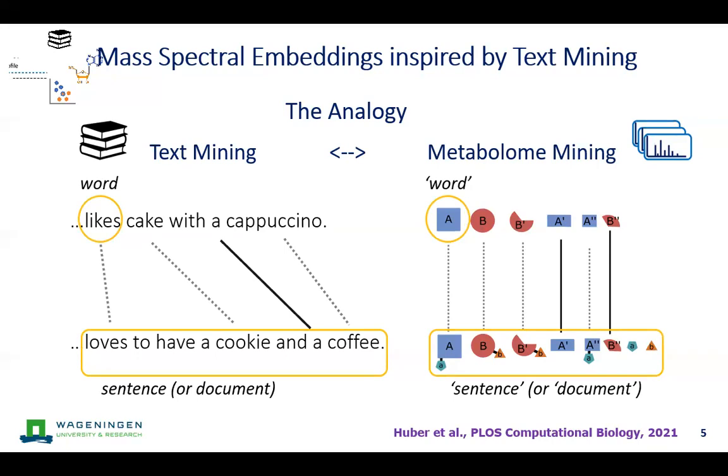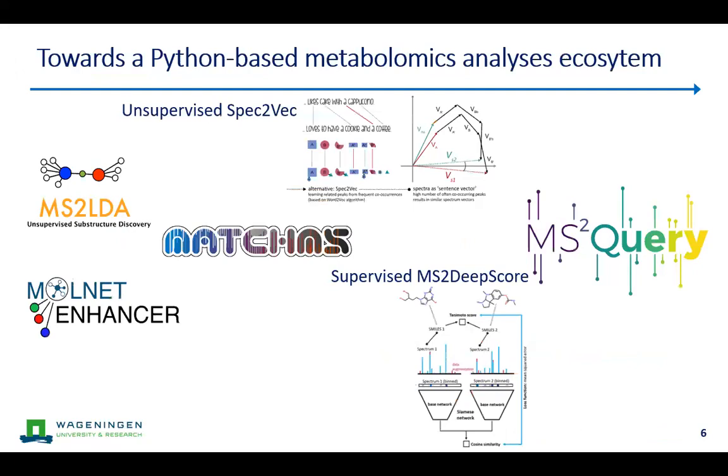So we can then compare a lot of spectra in a short amount of time, as Florian showed you live. And this is part of a whole Python-based metabolomics ecosystem for annotation. It all started with MS2DeepScore, which I will cover later today, and the MolNet Enhancer to combine that with molecular networking, which you have seen already this week.